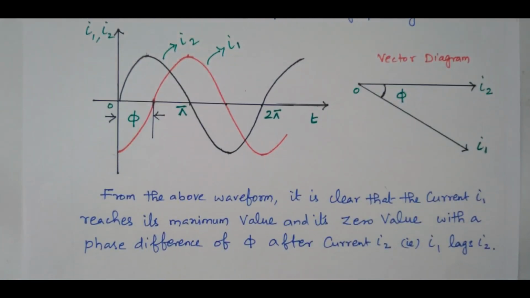So from the above waveform, it is clear that I1 reaches its maximum value and zero value with a phase difference of pi after I2 reaches. So I1 will reach the maximum and zero value at a delay of pi, so I1 lags I2. I2 reaches normally, but I1 reaches after pi. Now we will see the second type, leading.